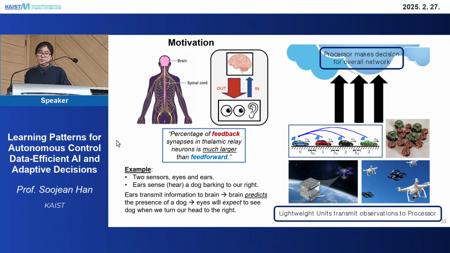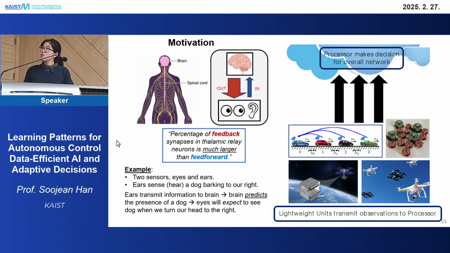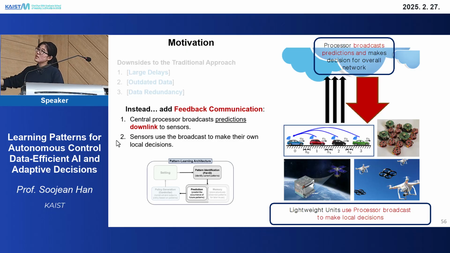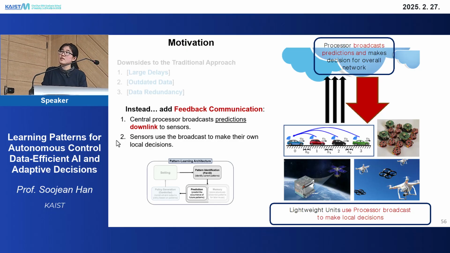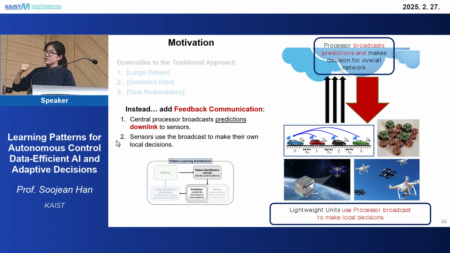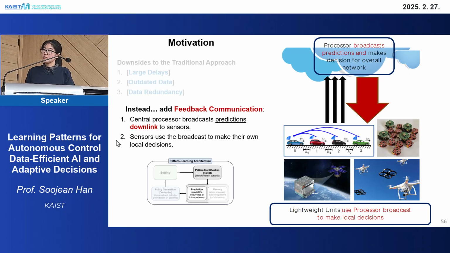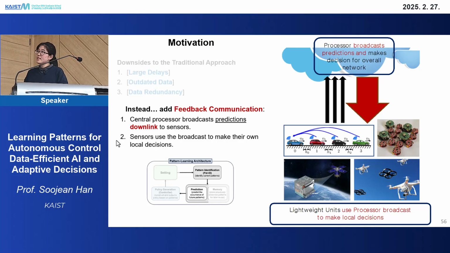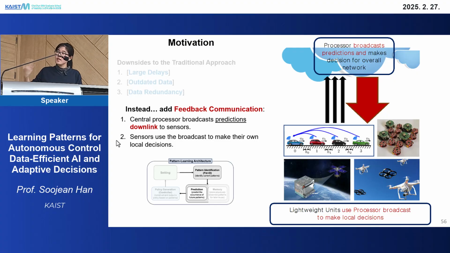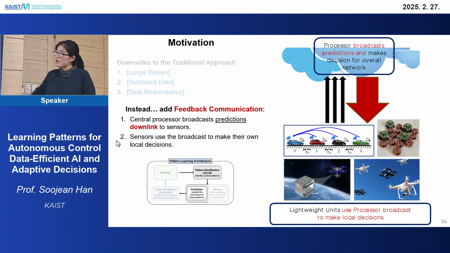So the motivation here also comes from human biology. The percentage of feedback synapses in thalamic relay neurons is much larger than the feed-forward direction. So taking this inspiration, why not add a feedback communication system so that we push data downlink from the central processor to the sensors? So the sensors would then use the central processor's prediction in order to figure out what parts of its current observations it should transmit to the central processor. So that decreases the amount of data that is pushed uplink, which also decreases the delays and the amount of data. Okay, so here effectively we're also looking for patterns, and we're mostly leveraging the prediction part, as you see on the bottom left.